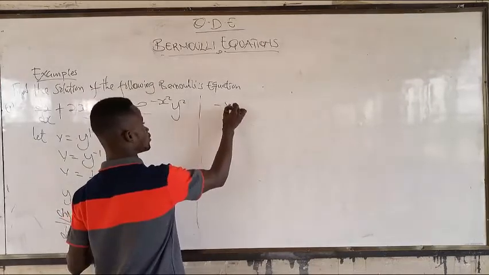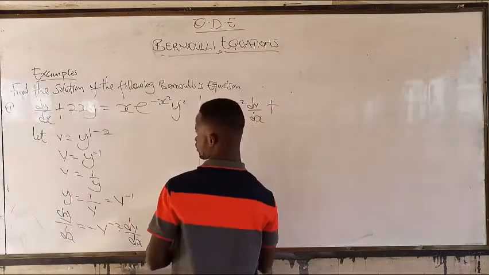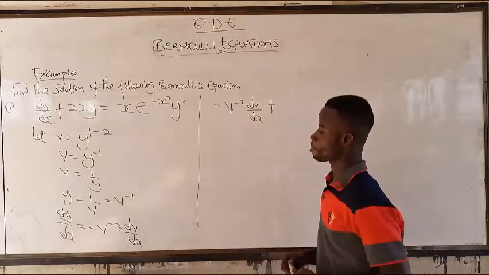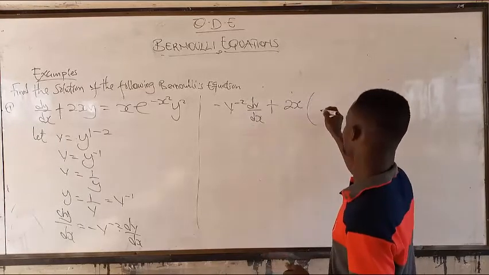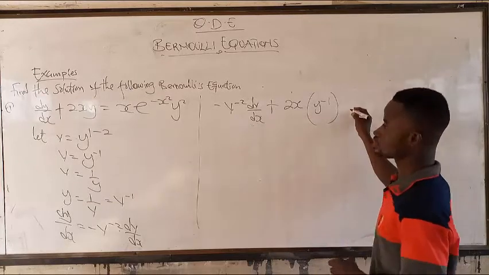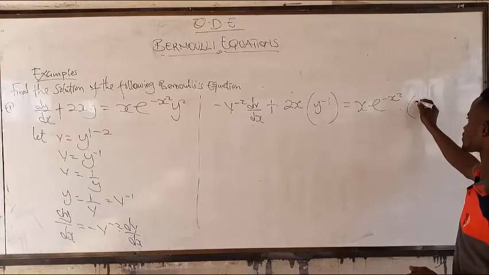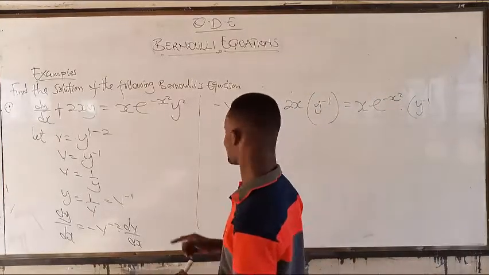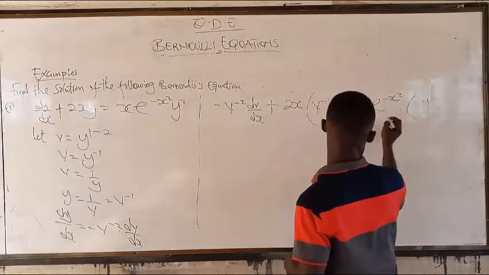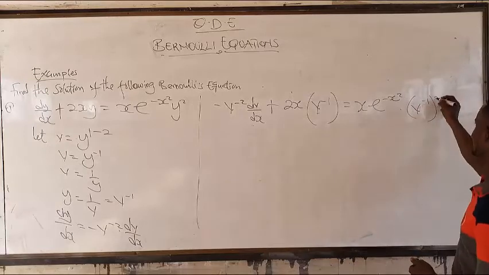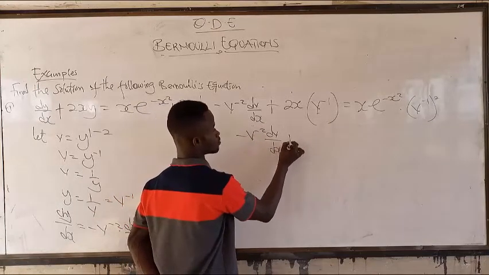So, the dy/dx is what we have here. Then we add it to 2x multiplying the y, and the y is y raised to the power negative 1, then x e raised to the power negative x squared. But the y we have there is y raised to the power negative 1, rather. Very good, but don't forget it's squared. Alright, so we now get this.